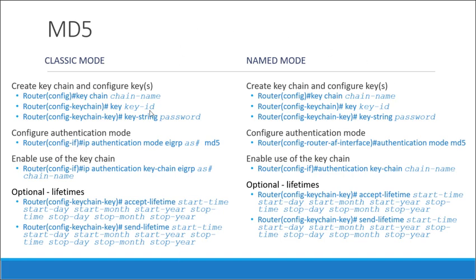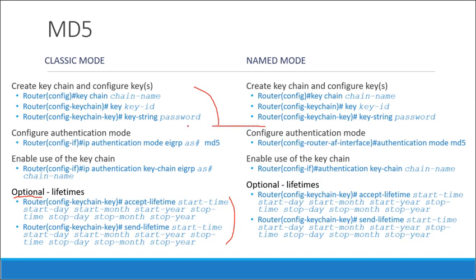So here's just a look. There's a comparison slide here of MD5 authentication configuration. On this side we have the Classic Mode, and on this side we have the Named Mode. The major difference I want you to see is that in both of these we're going to configure keychains. It's optional to configure lifetimes. We don't have to. Basically, it's start and stop times for when the key will be accepted and for when it will be sent with our update packets.